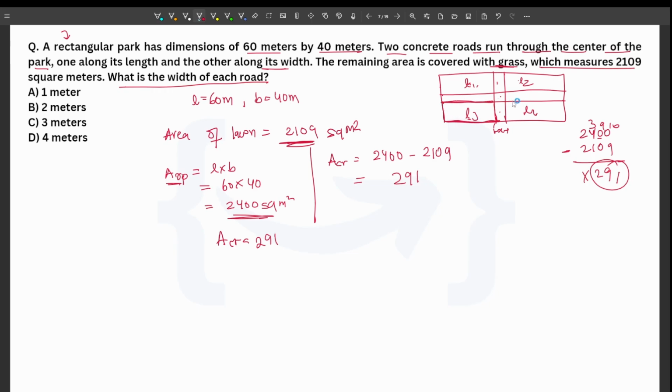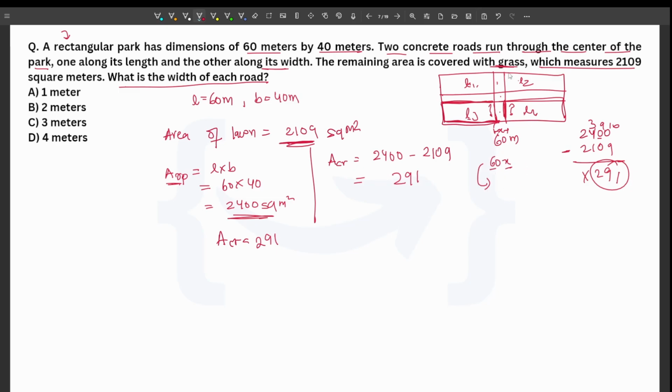If you see this particular lawn, it has a length of 60 meters as stated in the question, but we don't know the width. So what would be the area of the horizontal rectangle? It would be 60x, length into breadth, isn't it?